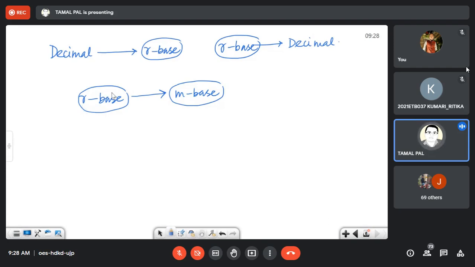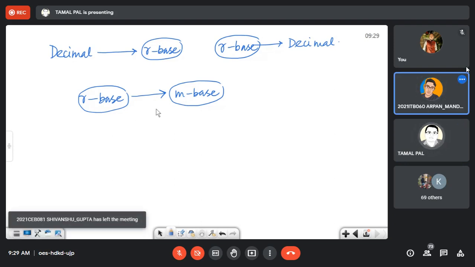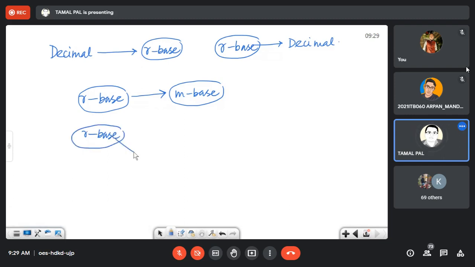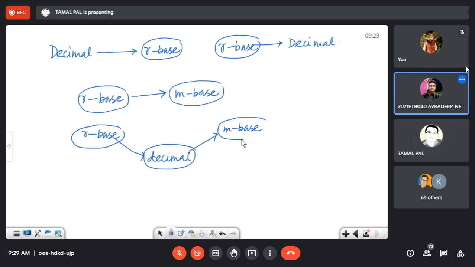That means if your number is in R base, you have to convert it into M base. That means any base to any base. If I would like to convert, is it possible? So we have to first convert it to decimal. Decimal, exactly. So R base to decimal you have to convert, and then decimal to M base. Sir, there is no direct method?